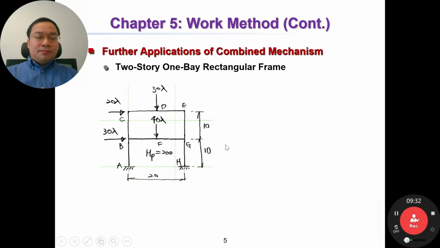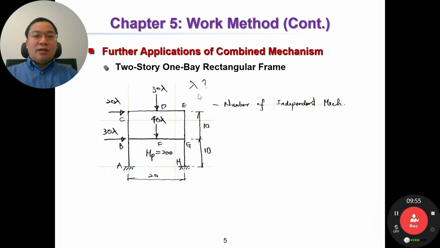So, what is lambda? Then we have to determine lambda. And this problem is an analysis problem. We are going to determine lambda, which means it is an analysis problem.